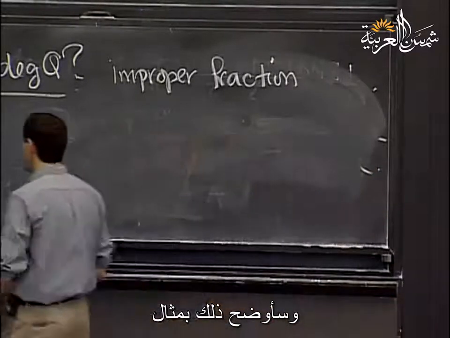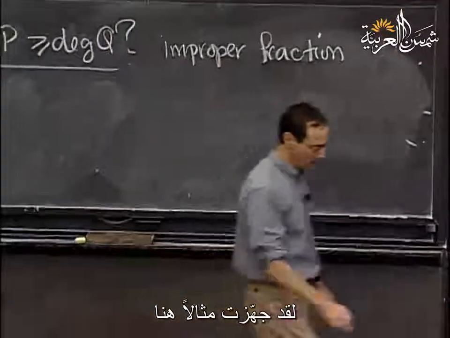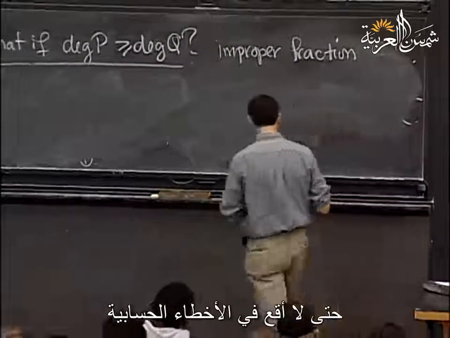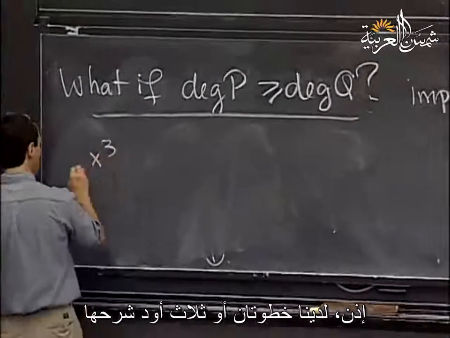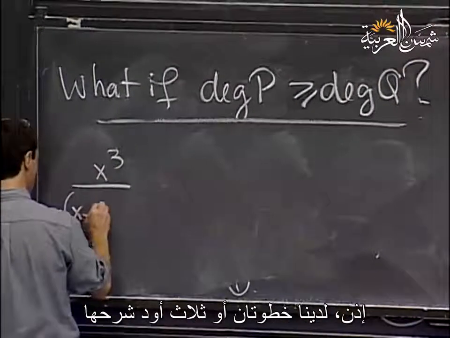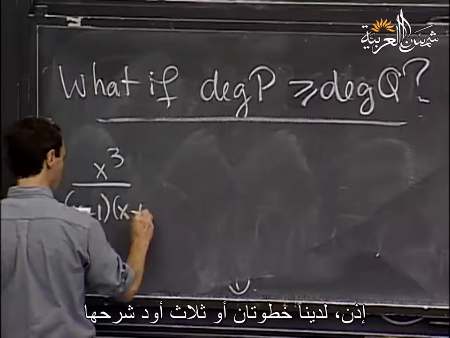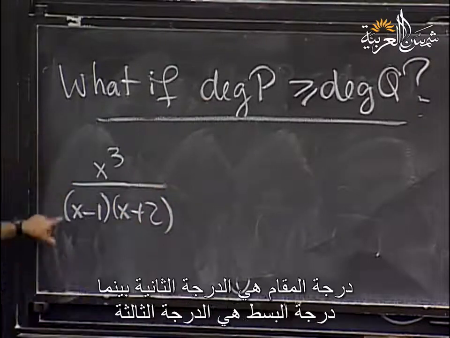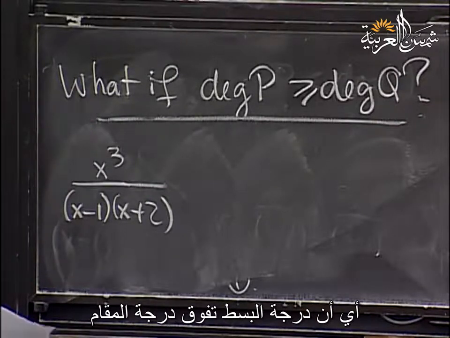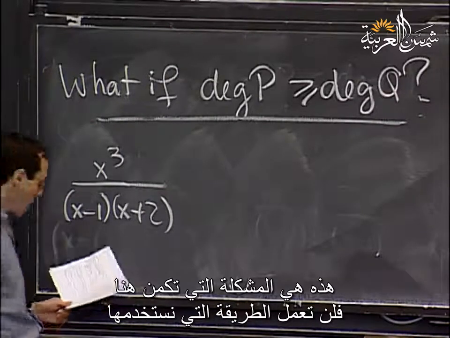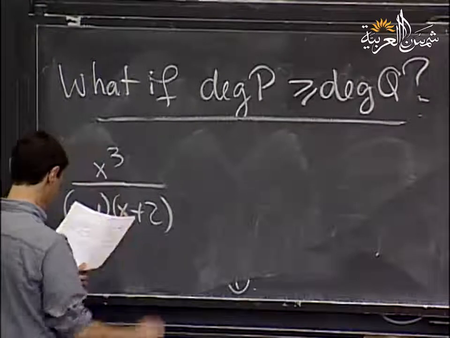And I'm just going to do it by example here. I cooked up an example so that I don't make an arithmetic mistake along the way. So there are 2 or 3 steps that I need to explain. So here's an example. The denominator is degree 2. The numerator is degree 3. It well exceeds. So there's a problem here. Our method is not going to work.